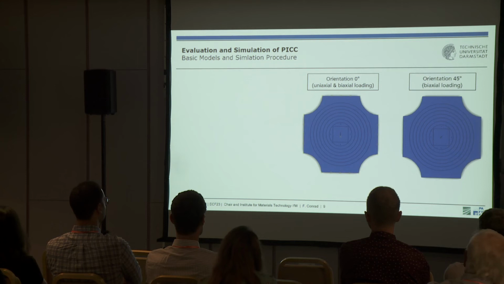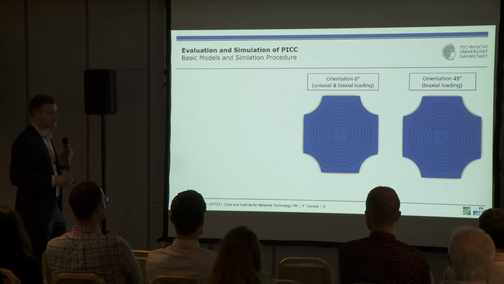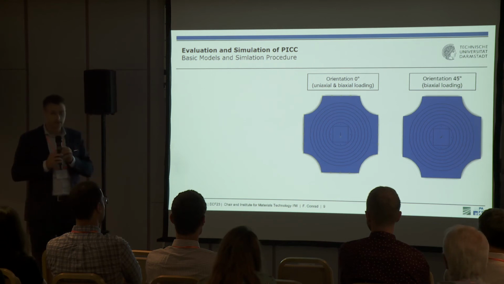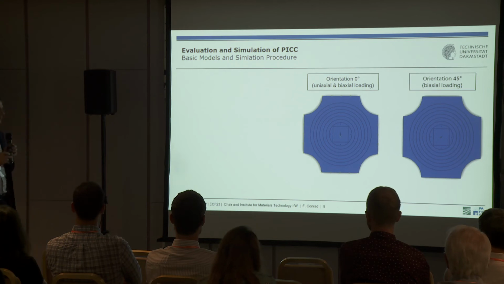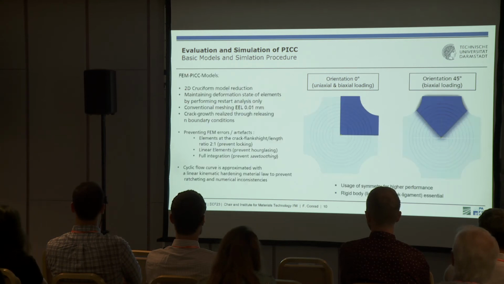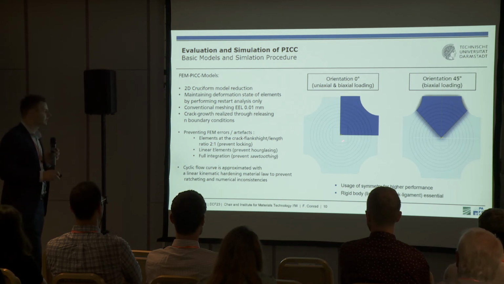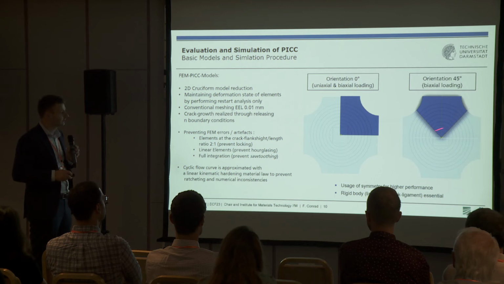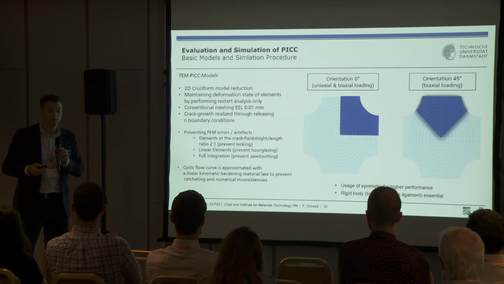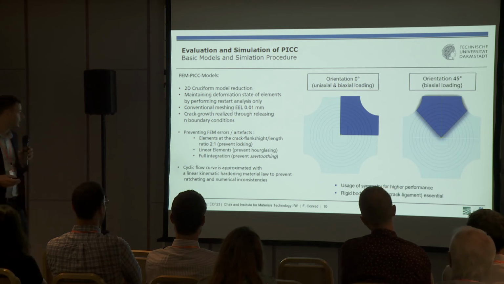So we have two basic models here with 0 and 45 degrees crack orientation. It is a 2D simulation of our cruciform specimen, and our approach needs a symmetry line. So if we do some thinking, we find two symmetries. We apply a rigid body here, boundary conditions, and on the other hand, when we have a 45-degree orientation, we apply boundary conditions here, and we have our rigid body here to carry out the plasticity-induced crack closure simulation.